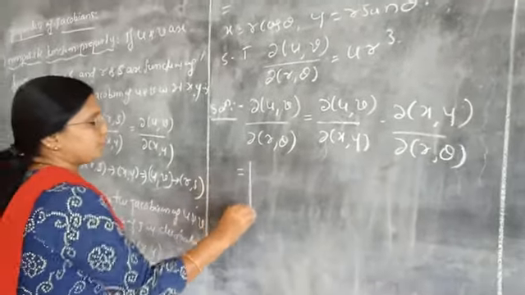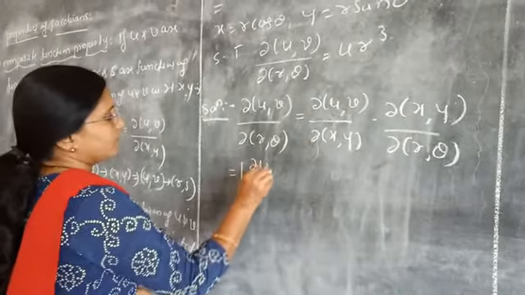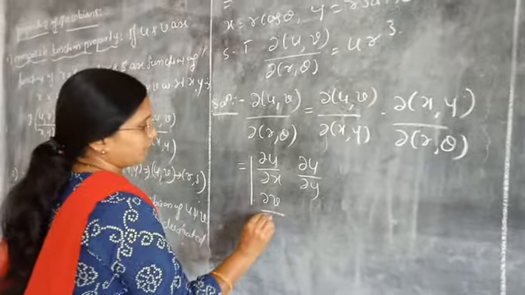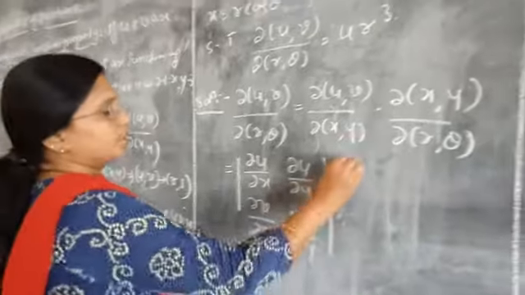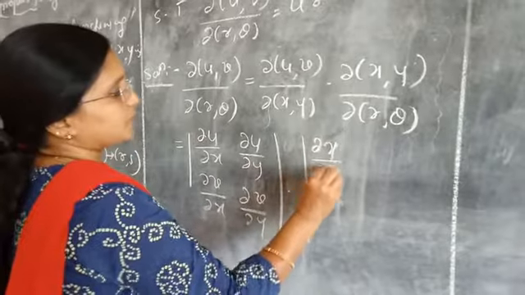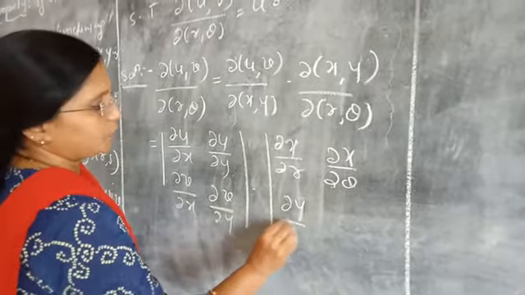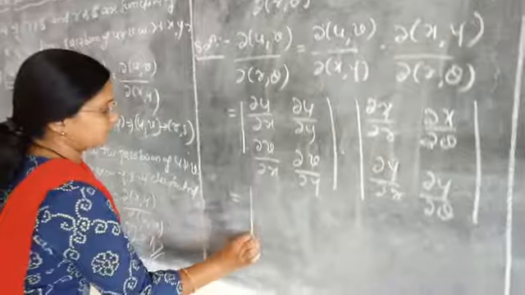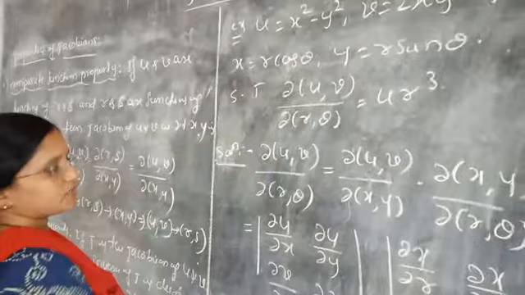So it is equal to, from the definition of a Jacobian, ∂(u,v)/∂(x,y) is the determinant of ∂u/∂x, ∂u/∂y, ∂v/∂x, ∂v/∂y, into ∂(x,y)/∂(r,θ), which is the determinant of ∂x/∂r, ∂x/∂θ, ∂y/∂r, ∂y/∂θ. Let us simplify this. u and v are given, r and θ, x and y are also given. How to simplify this?